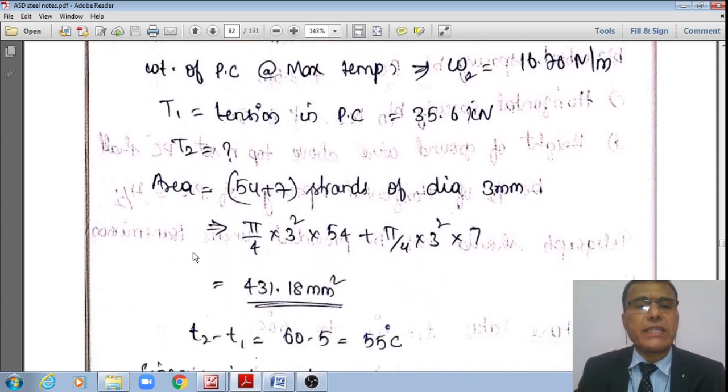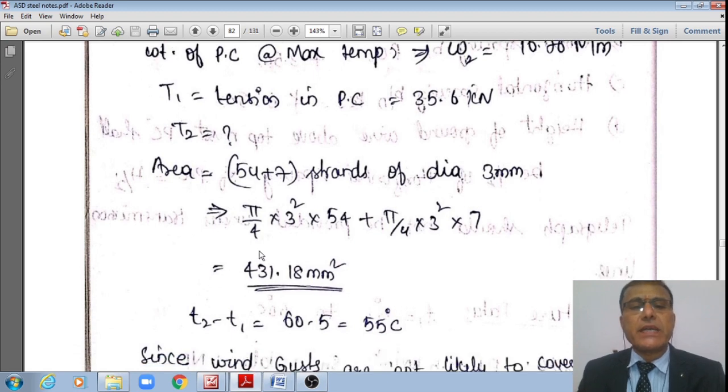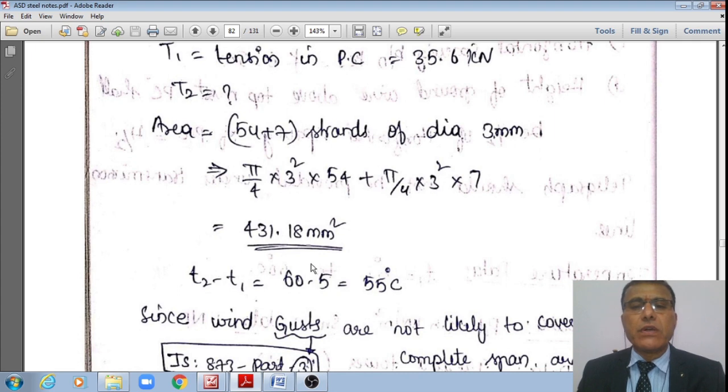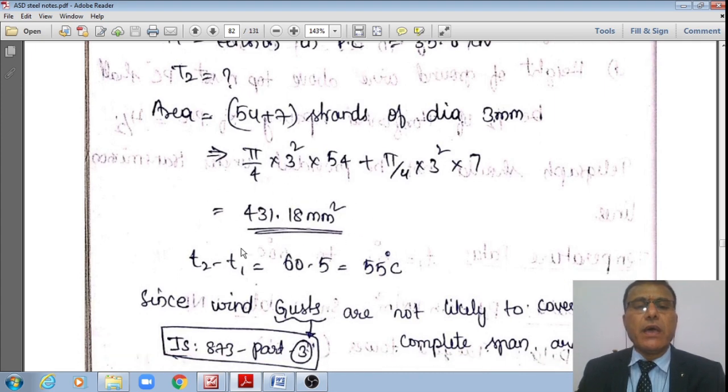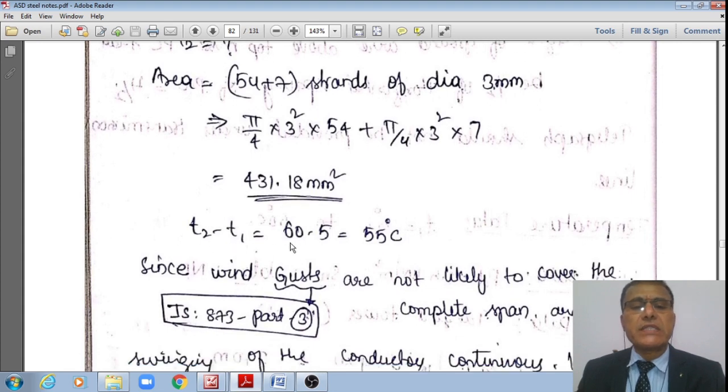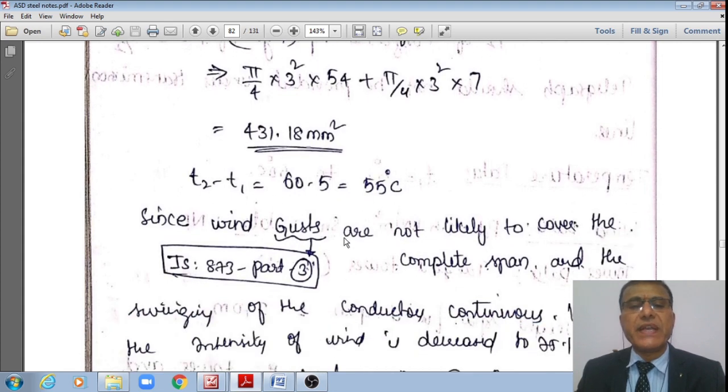Now I'll calculate like this. The area of this power conductor, having 54 plus 7 strands of diameter 3.3 mm, is pi by 4 times 3 square multiplied by 54 plus 7, which is equal to 61. That now works out to around 431 mm square, students. And the change in temperature, T2 minus T1, is equal to 60 minus 5, which is 55 degrees centigrade.